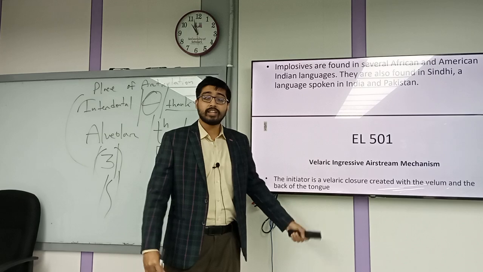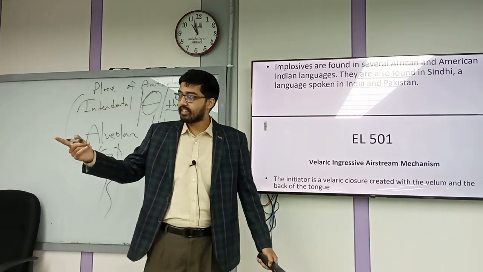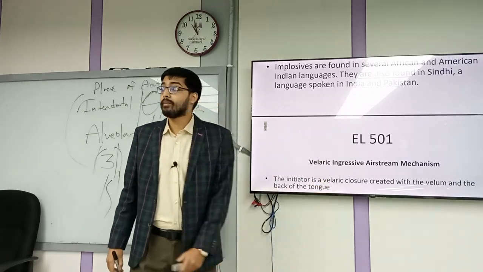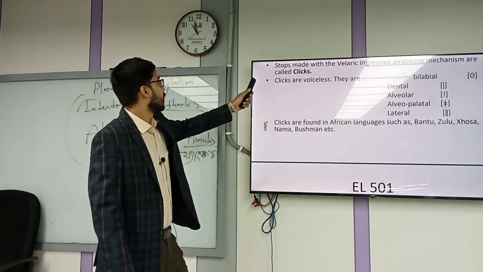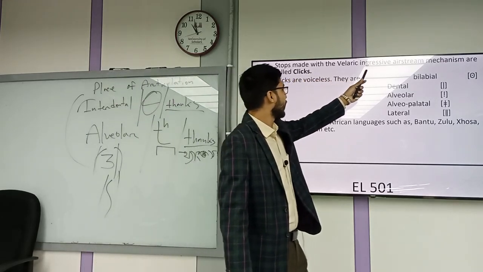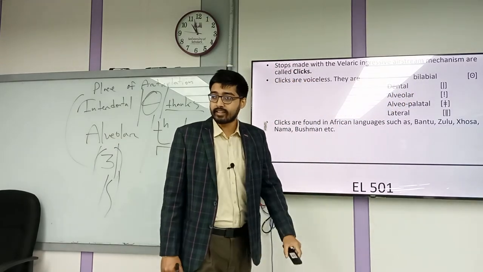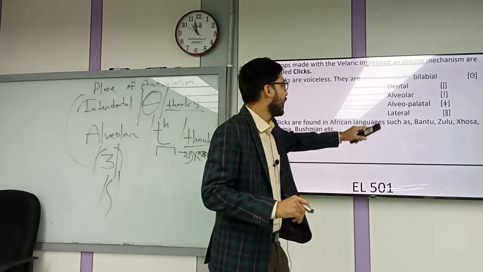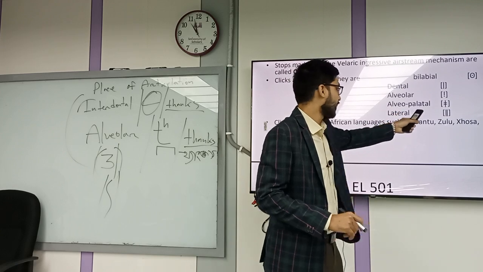The tongue and velum create a closure so that the air could be stopped. Relatively, the velaric ingressive airstream mechanism is easier. The stops made with velaric ingressive airstream mechanisms are called clicks. Clicks are voiceless. They are bilabial, dental, alveolar, alveopalatal, lateral.